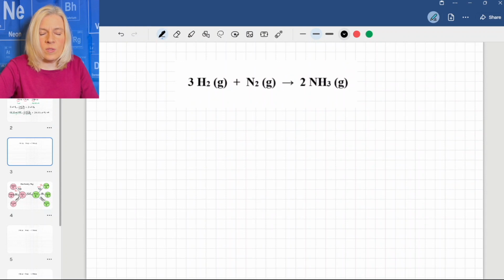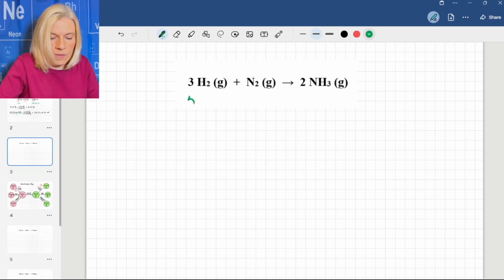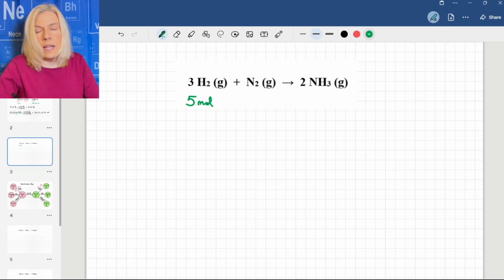We're going to still use the same reaction, and let's make it a little bit harder. What if I have 5 moles of hydrogen? I give you 5 moles of hydrogen. The question is, how many grams of nitrogen do I need to react with 5 moles of hydrogen?